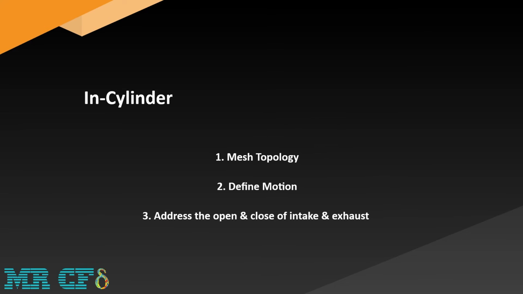In general, for the setting of the dynamic mesh model for an in-cylinder problem, we must consider the following steps. First, how to provide a suitable mesh topology for volumetric mesh update methods, for example, smoothing, layering, or remeshing. Second, how to define motion and geometry characteristics for valve and piston surfaces. And third, how to open and close the intake and exhaust valves.